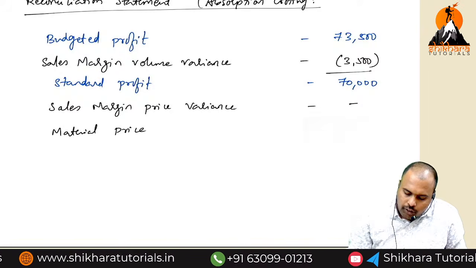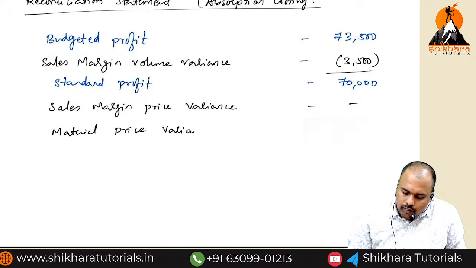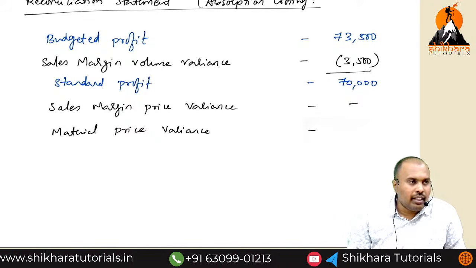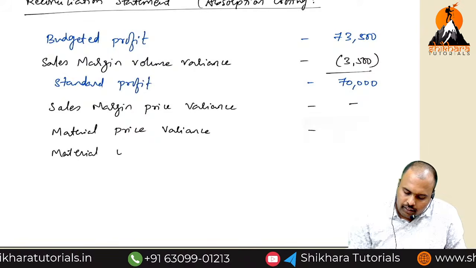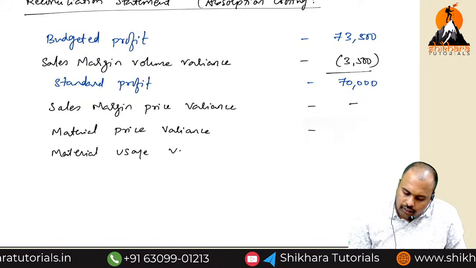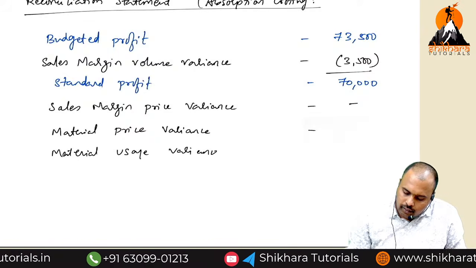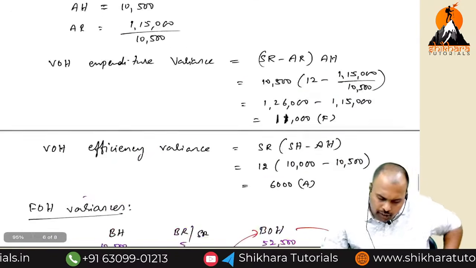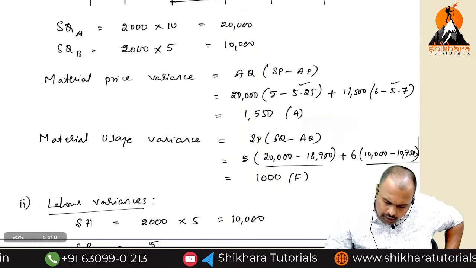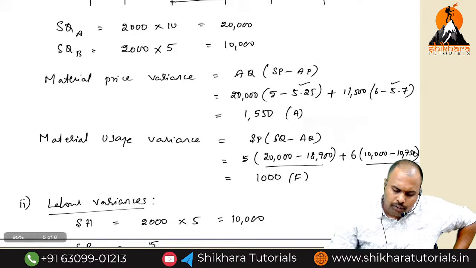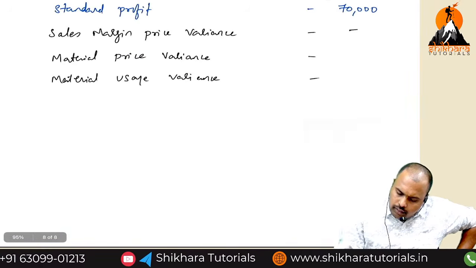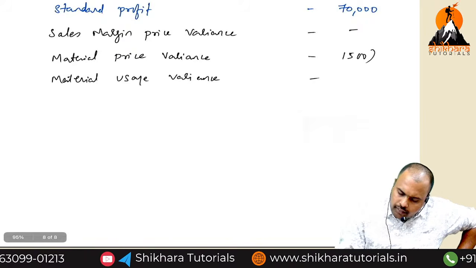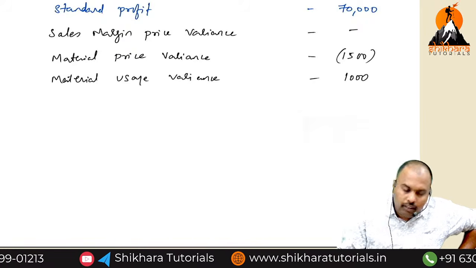In the place of cost variance, we use price variance, mix variance and yield variance. But I am using now material price variance and usage variance. What are the material variances formulas we got? For answers we got 1500 adverse, 1000 favorable.